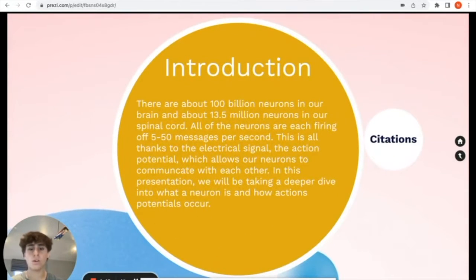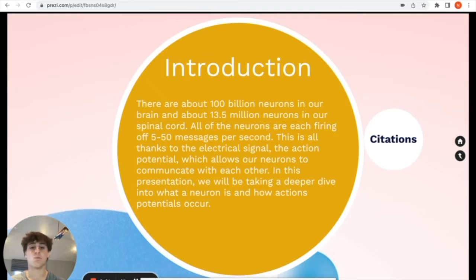There are about 100 billion neurons in our brain and about 13.5 million neurons in our spinal cord. All of the neurons are each firing off 5 to 50 messages per second. This is all thanks to the electrical signal, the action potential, which allows our neurons to communicate with each other.